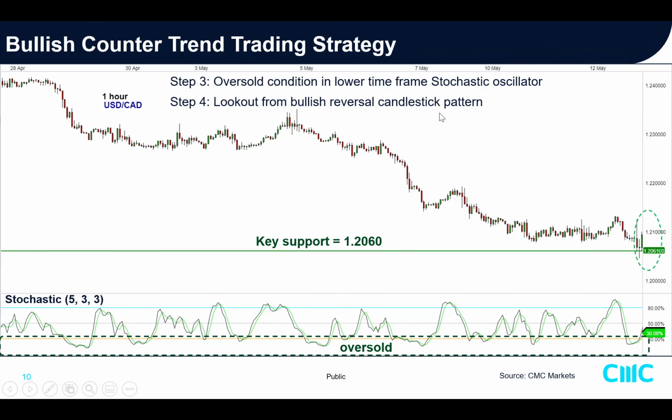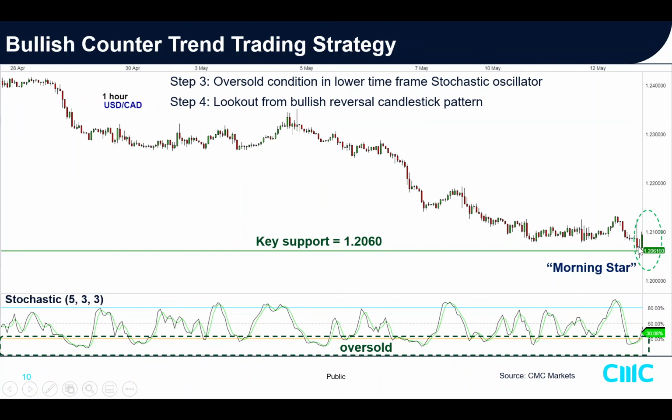This way I look out for a bullish reversal candlestick pattern. So you could recall in my earlier module on reversal candlestick patterns, I shared with you various key bullish reversal candlestick patterns that appear to have a higher significance to detect potential bullish price movement thereafter.